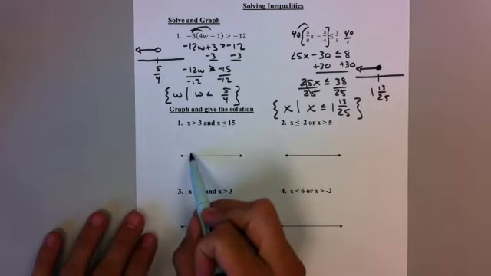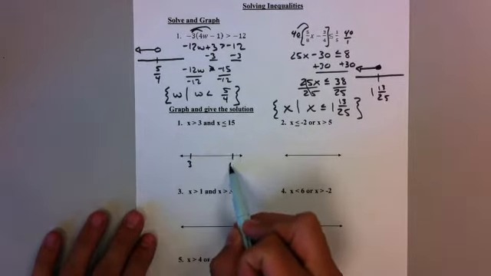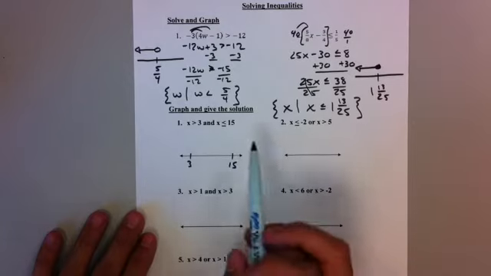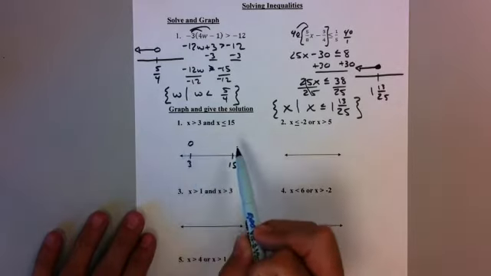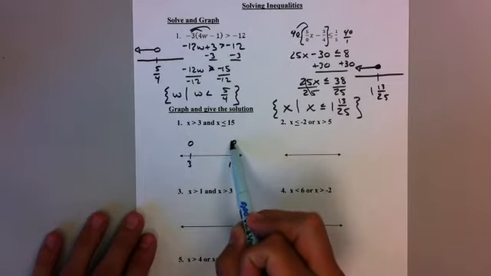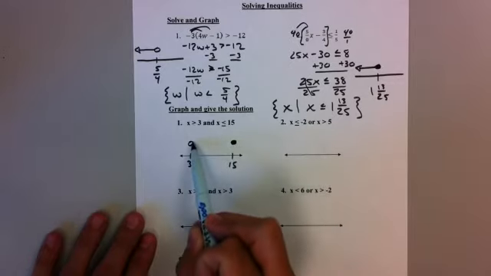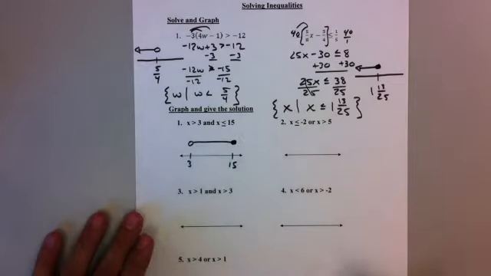So what I'm going to do is write the number 3 here, and the number 15 here. It's going to be all the numbers in between. It's greater than, so we're not going to include 3. It's less than or equal to, so I am going to include 15, and I'm going to shade just like that.